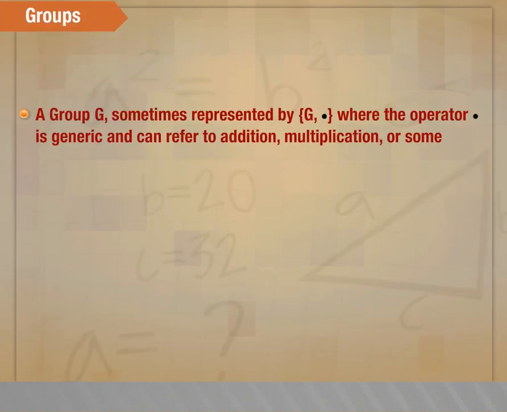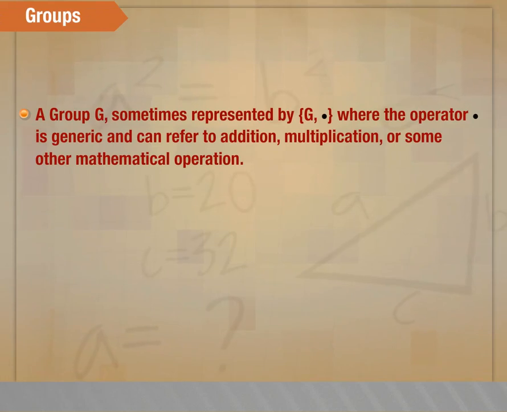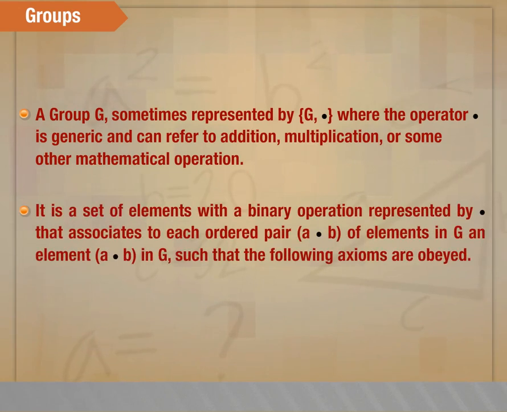Groups. A group G, sometimes represented by (G, ·), where the operator dot is generic and can refer to addition, multiplication, or some other mathematical operation, is a set of elements with a binary operation represented by dot that associates to each ordered pair (a, b) of elements in G an element a · b in G, such that the following axioms are obeyed.